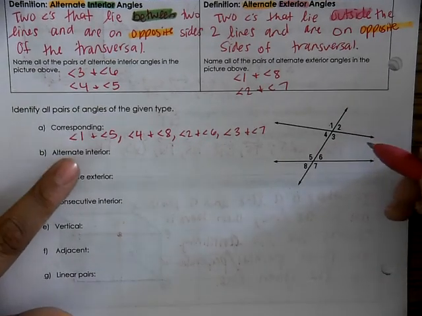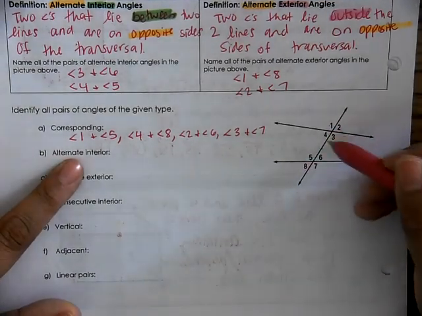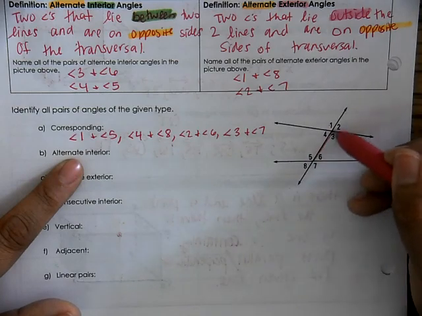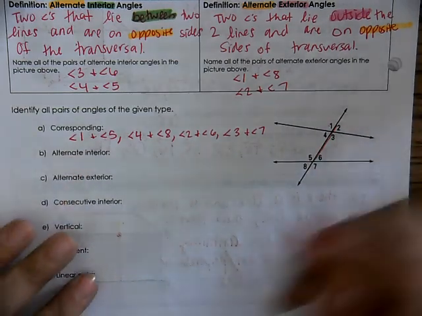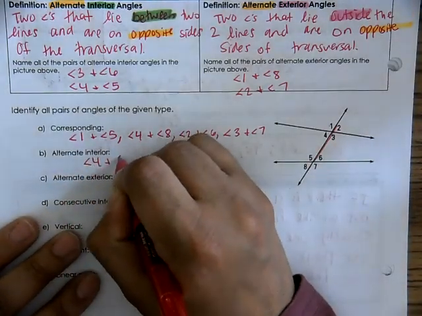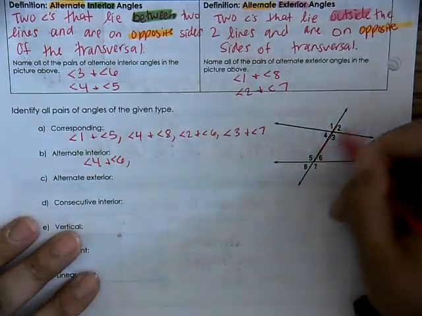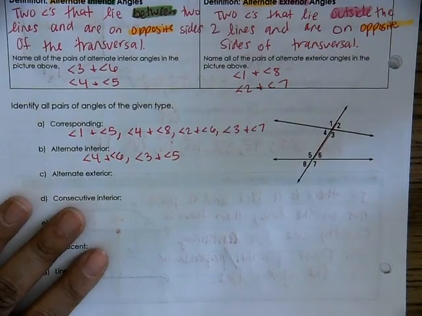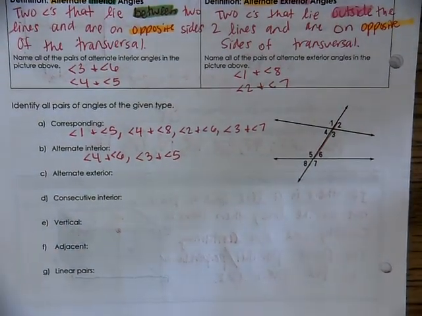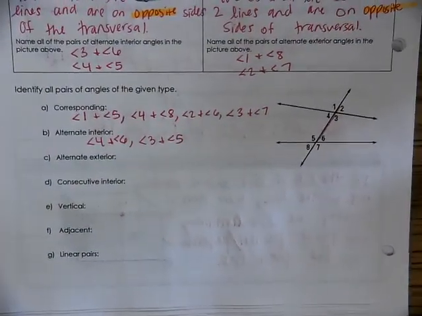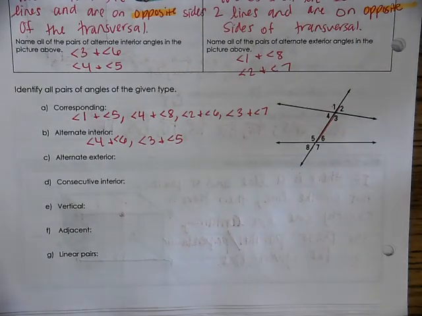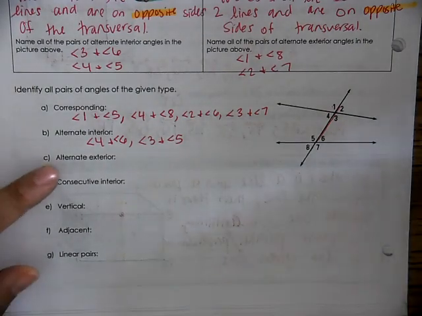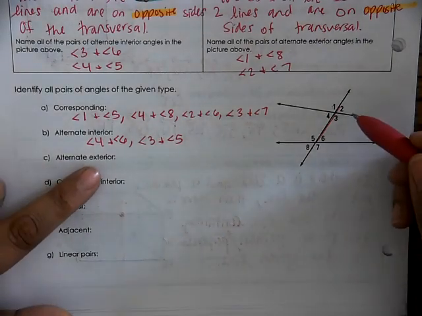Alternate interior means inside the 2 lines, but this is my transversal here, so I have to be on opposite sides of it. So 4 and 6. And there's 3 and 5. That's it. We're just identifying today. Tomorrow we'll be doing more with these specific angles. So we just have to practice identifying them today so we can do something else with them, understand it a little bit more tomorrow. Alternate exterior.